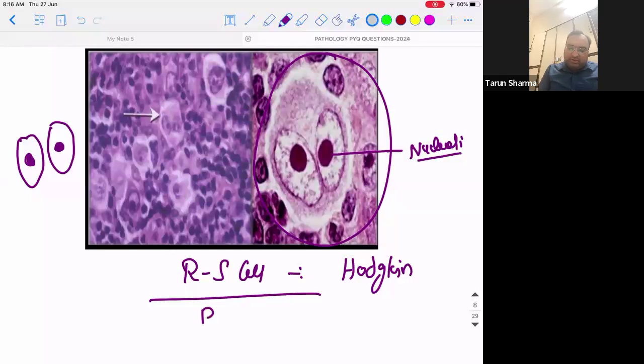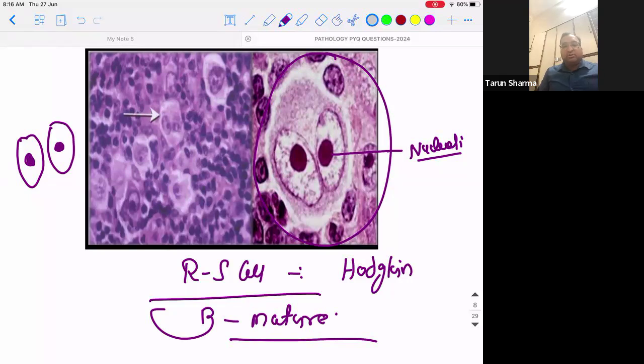Always remember, RS cells are the B lymphoid cells. Even if the question becomes more complicated, if you remember that they are mature B lymphoid cells, not immature B lymphoid cells, you will be fine. So what is the origin of Hodgkin's lymphoma? Hodgkin lymphoma originates from the mature B lymphoid cells of the germinal center. That's the exact answer you must know before going for the exam.